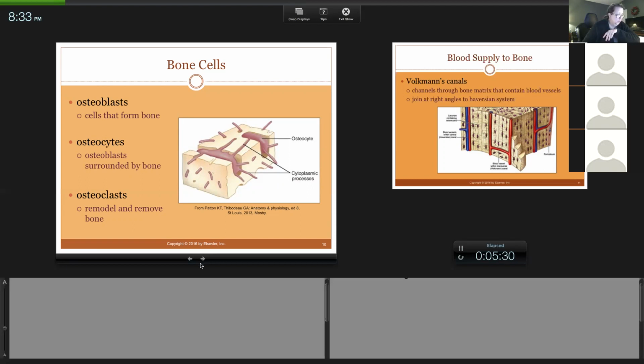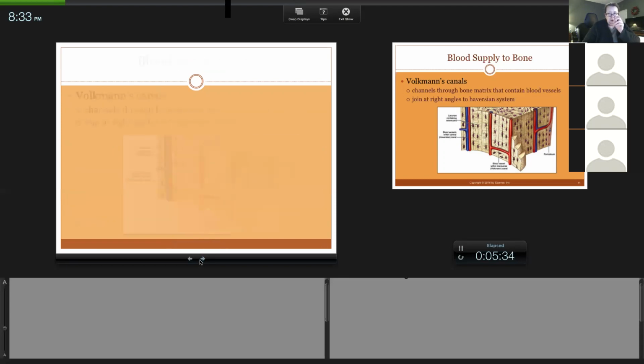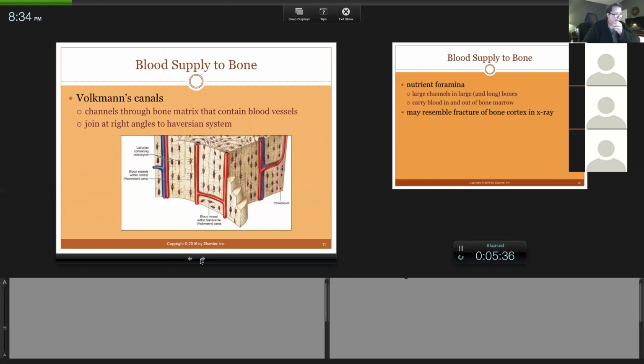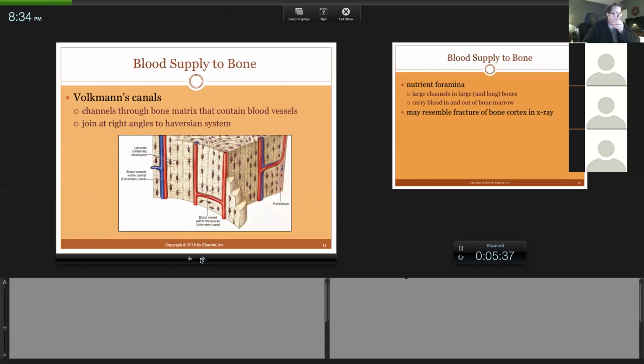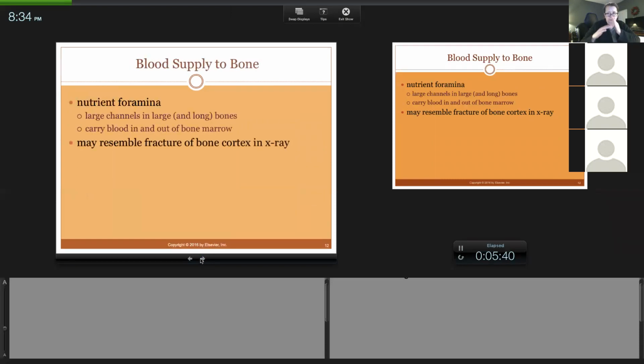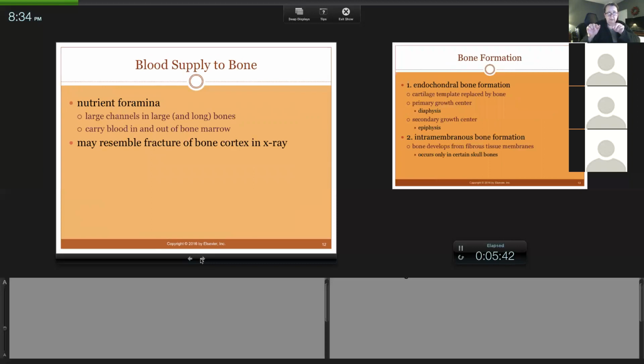I talked about, I didn't ask a question. The Volkmann canals are basically the blood supply, and it allows the blood to get in and out through the Haversian systems. Now, the foramen, I said, what on this question is number 6. What is a foramen? It's basically a hole in a bone.